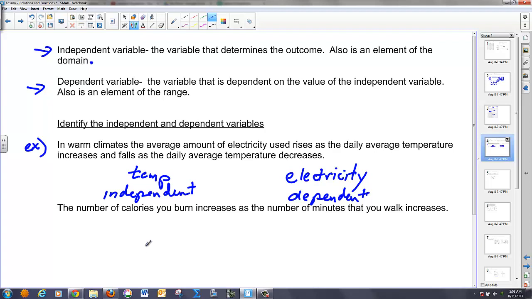The number of calories you burn increases as the number of minutes that you walk increases. So one thing depends on another. Calories depends on how much you walk. So the calories is the dependent, and time walked is the independent.